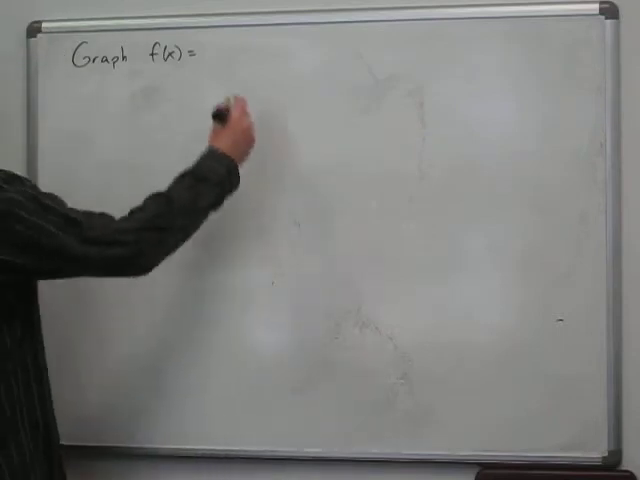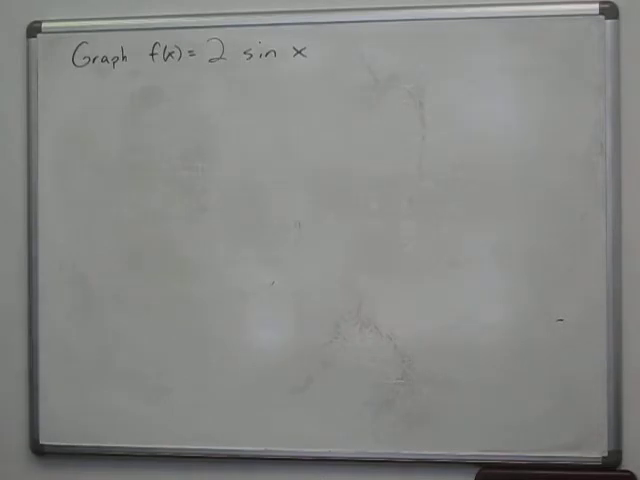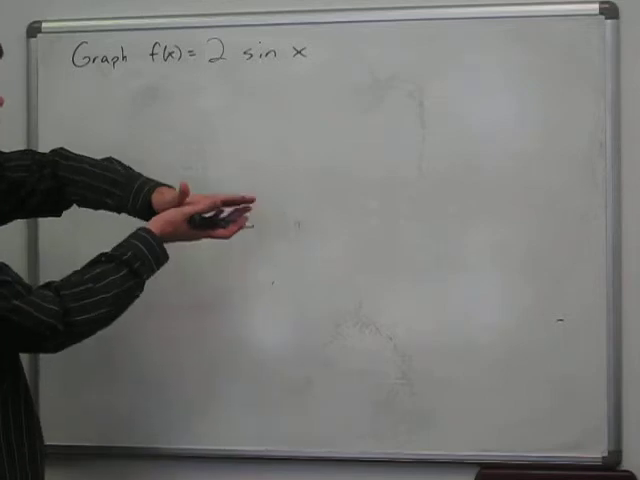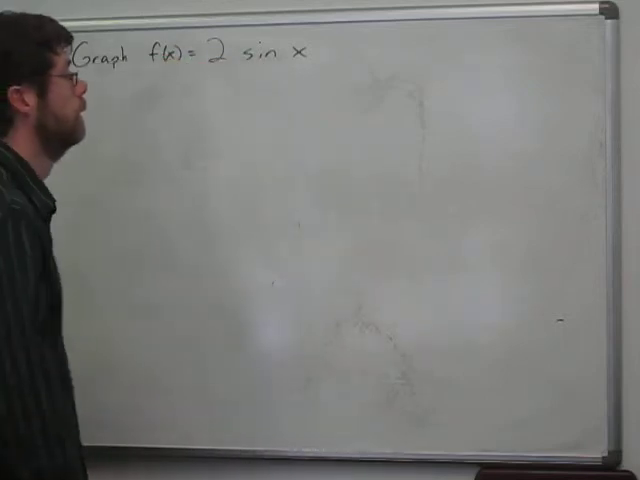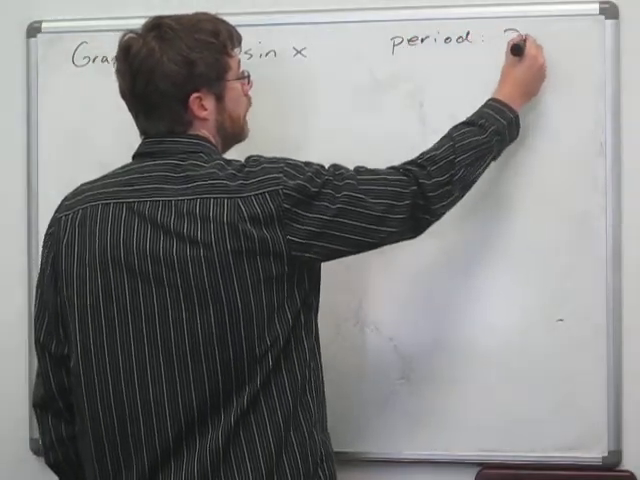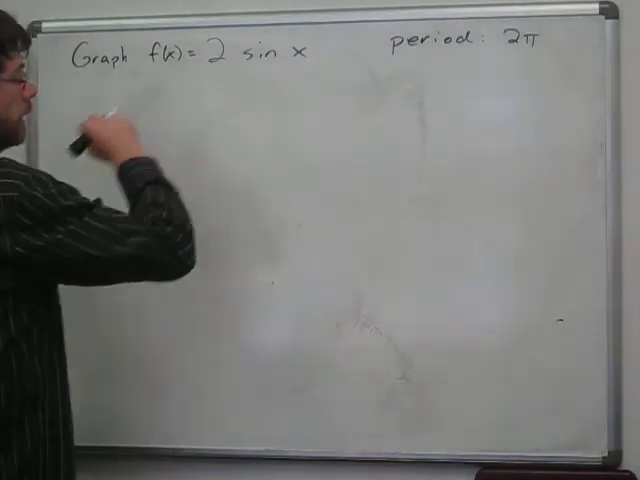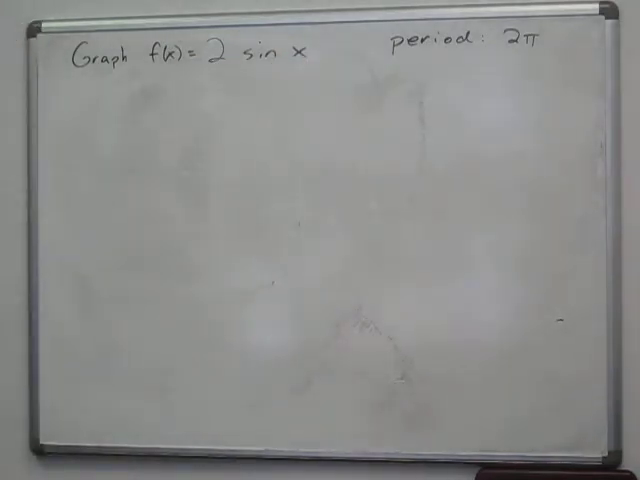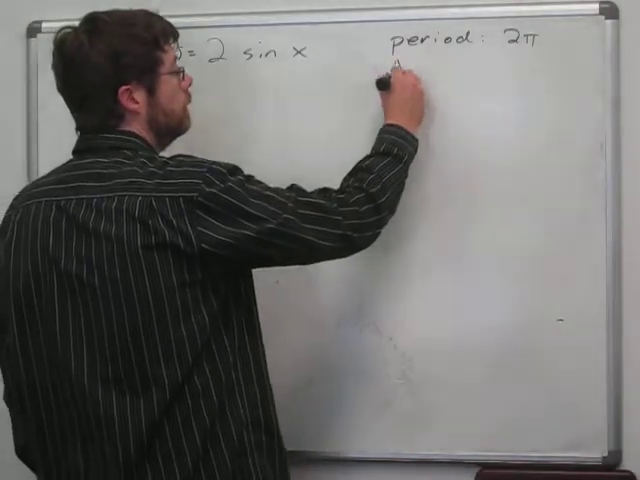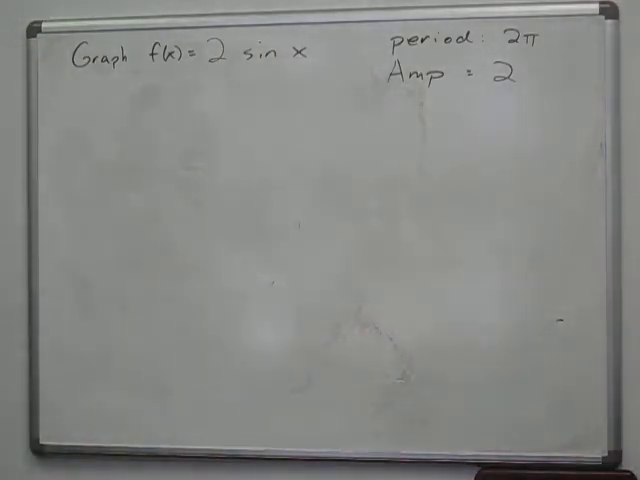Instead of the sine of x, let's graph 2 times the sine of x. Okay. If you recall from algebra, multiplying our function by 2 is going to stretch it vertically. Okay. So now, period is still 2 pi. I haven't changed my x values, or I haven't changed x in any way. So the period is still 2 pi. But now my amplitude is going to equal 2, right? Because I stretched my graph vertically by a factor of 2.